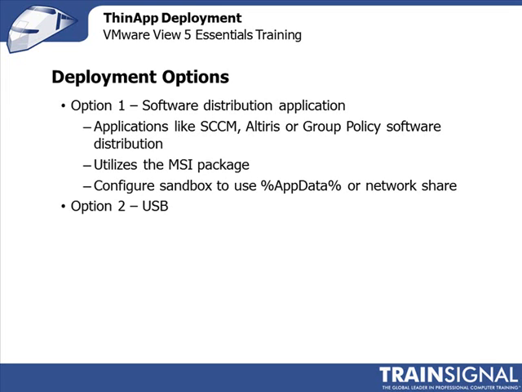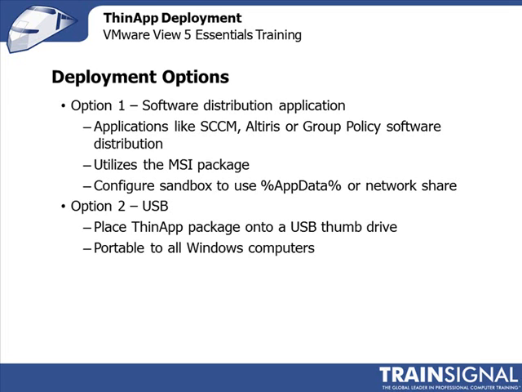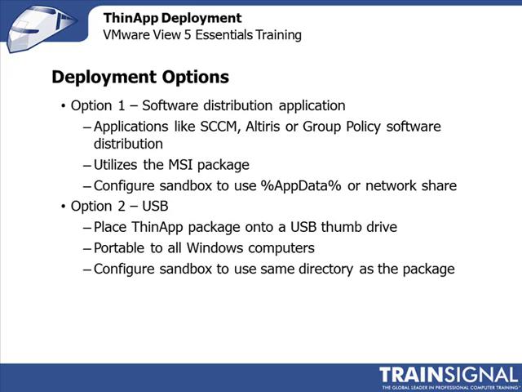The next option is the USB deployment method. In this case, you want to place the ThinApp package onto a thumb drive and then deliver the thumb drive to the end user. This makes it portable to any Windows computers that have a USB port. When using this option, you want to configure the sandbox to use the same directory as the package. This means that the user will carry not only the application, but also their sandbox along with it.